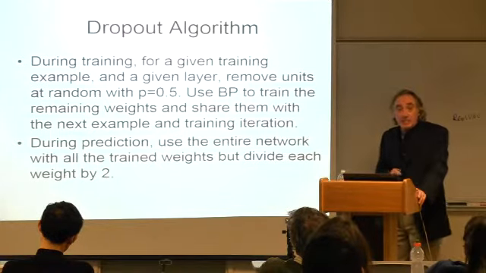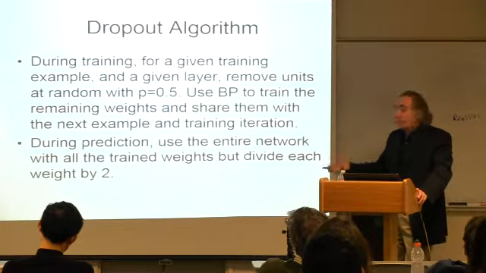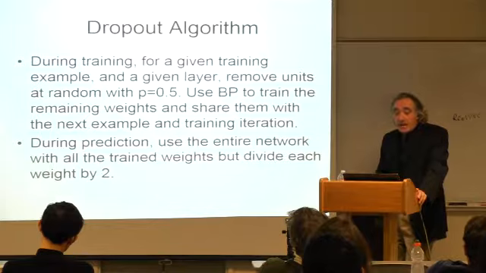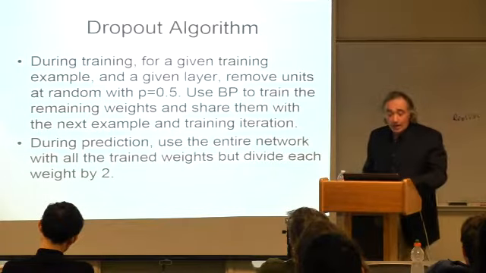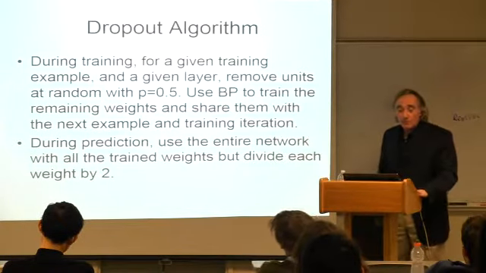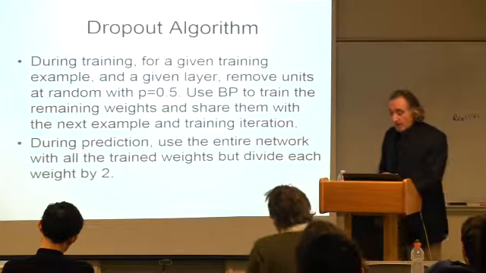And then at prediction time, the claim is you divide all the weights by 2 if the probability was 0.5, otherwise you have to adjust this factor. And the claim is that it works very well. People have tried this on data, and it does work quite well. It's not a universal solution, but it has some very interesting properties. And so the question is, what is the system doing, and why does it work well?